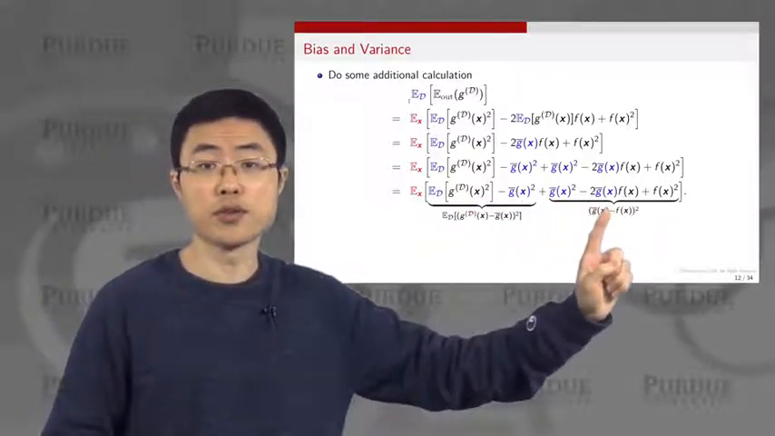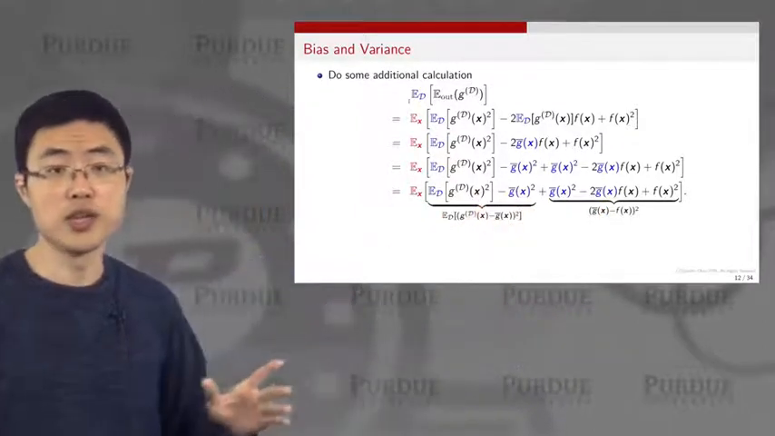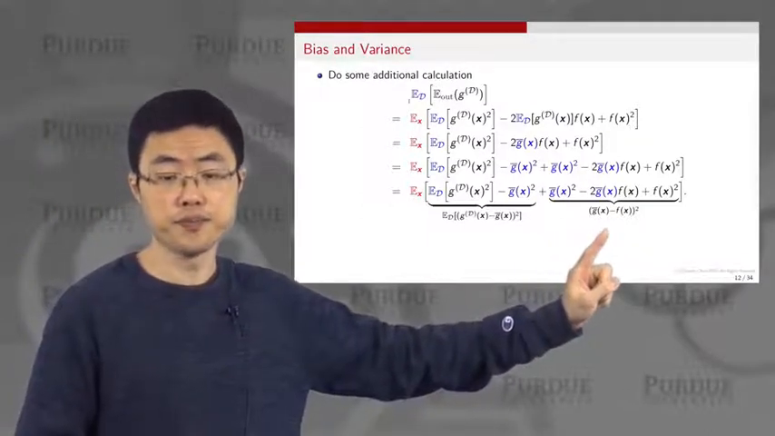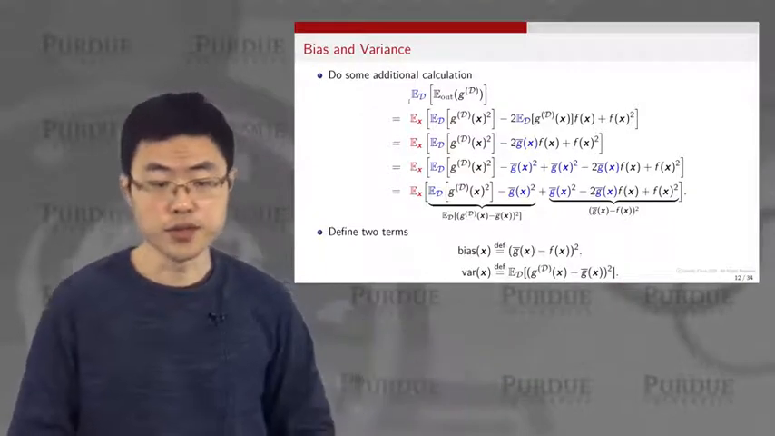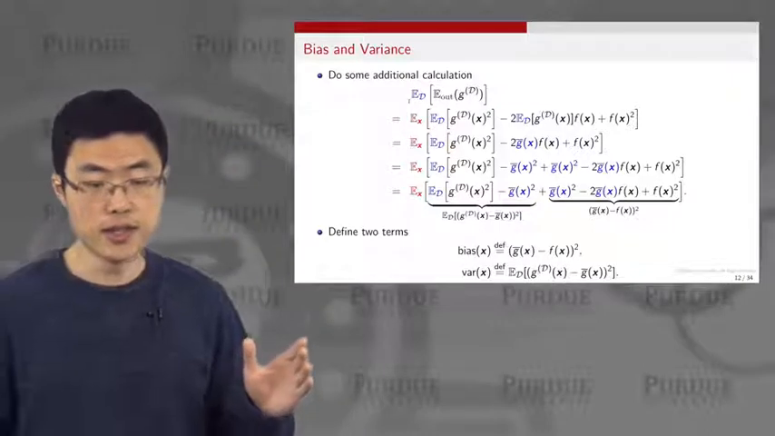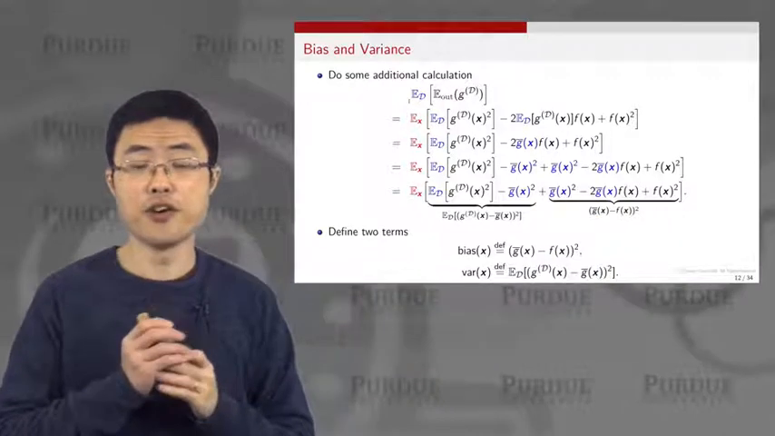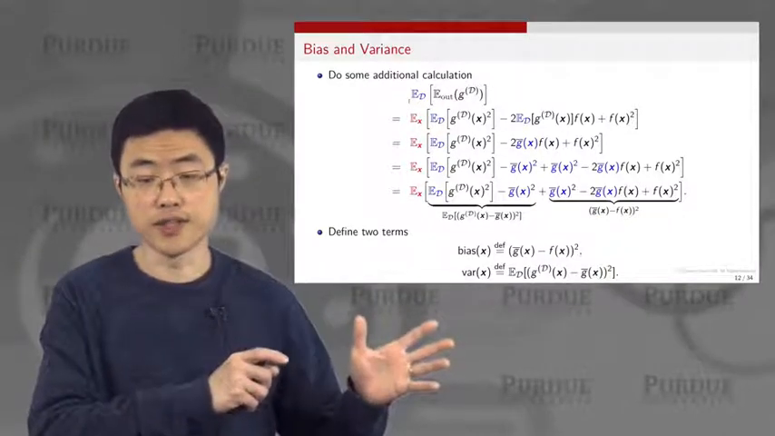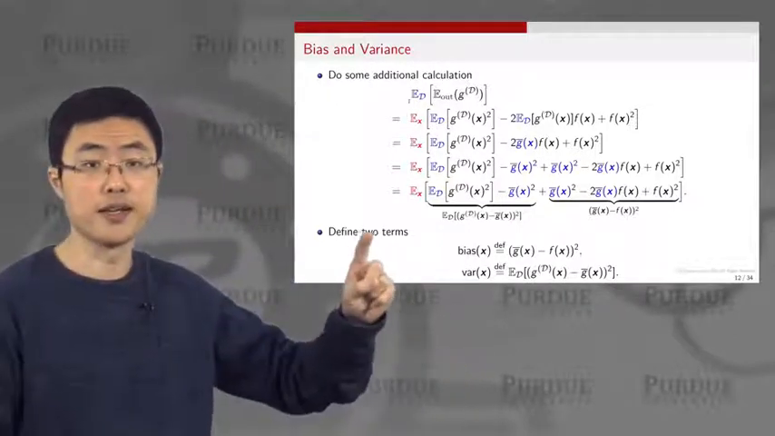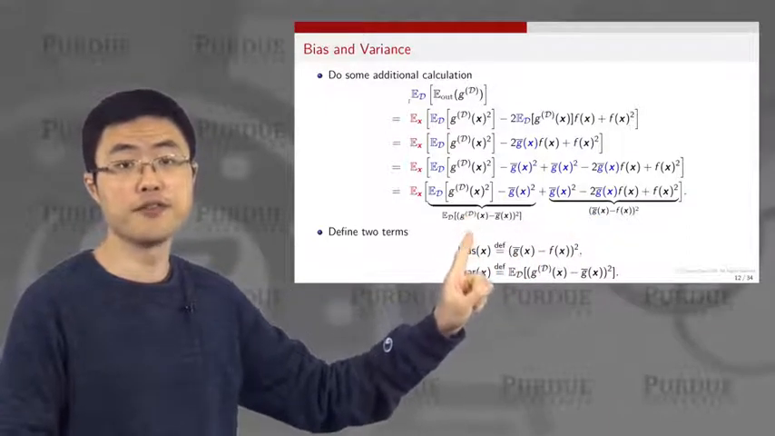Now, how about the other term? The other term is just the square between g bar and your f of x. Okay, so you can calculate that term. And now we have defined the two terms. The first term is called the bias, defined as g bar minus f. That is measuring how far your average hypothesis is compared to the target function. So that's called the bias. All right. So this term is called the bias, and then this other term is called the variance.